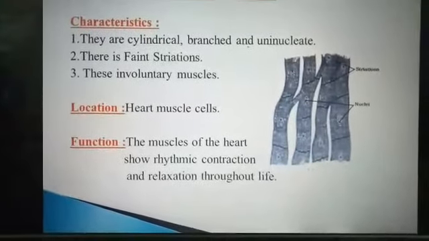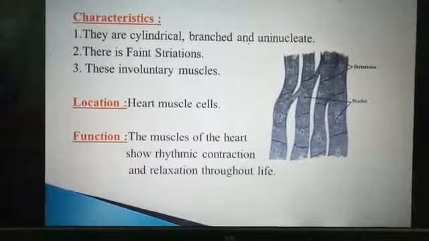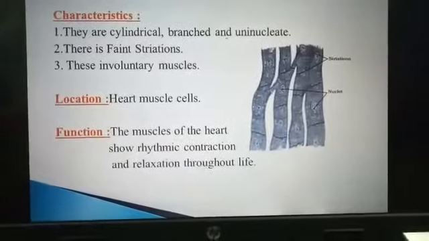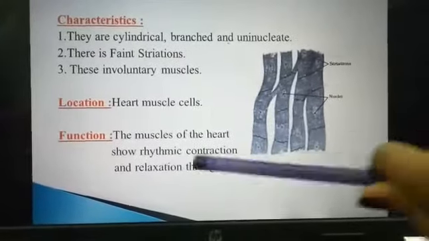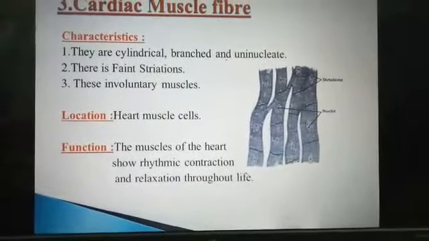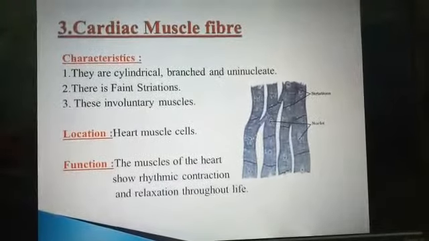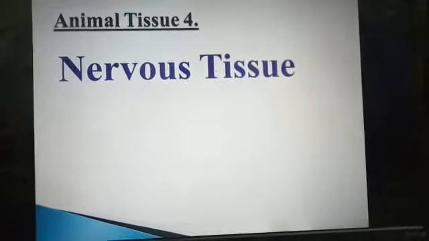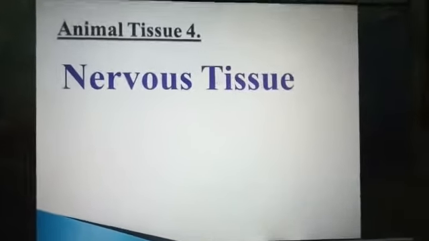Then location: they are present in, as the name indicates, cardiac means heart, so they are present in the heart muscles. The muscles of the heart do rhythmic contraction and relaxation of the heart throughout life. Then next, number 4, is about animal tissues.